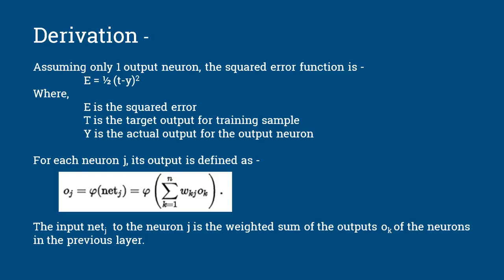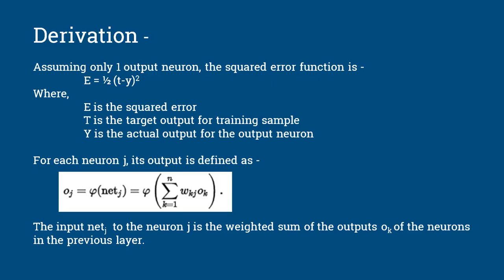Now the derivation is as follows. We assume that we have a single output neuron, and using the squared error function, the error value E is equal to (t − y) squared. Here E is the squared error, t is the target output for the training sample, and y is the actual output of the output neuron that we get as a result of the experiment.